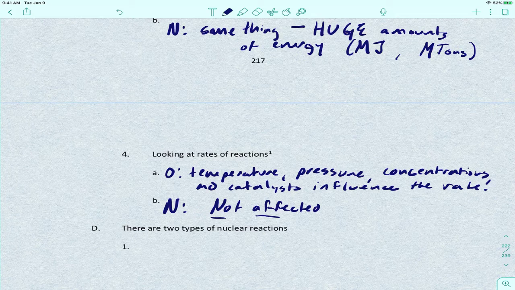What I'm going to say is this. For a normal chemical reaction, and we talked about this back in chapter 14 when we were studying kinetics, we could influence the rate of a reaction. We could make a reaction go faster or slower if we played around with the temperature, the pressure, the concentrations of the species, and if we add a catalyst to the mix. What I'm saying now is that for a nuclear reaction, it doesn't matter what we do. If we change the temperature, pressure, the concentration, or we add a catalyst, it will have no effect on the rate of a nuclear reaction.